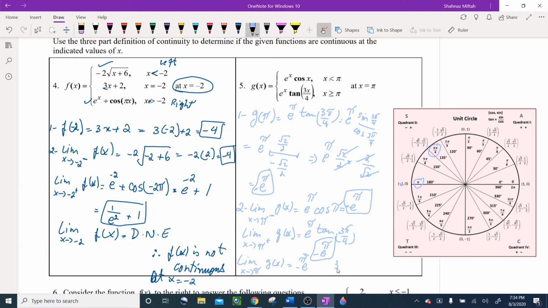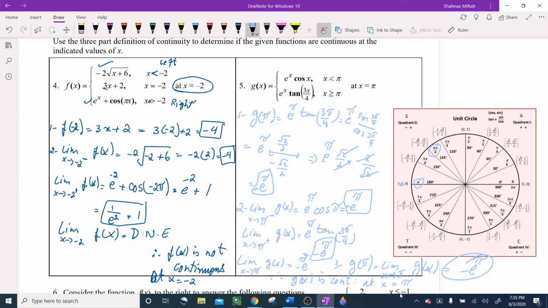Now the third condition, we said g of pi is supposed to be equal to the limit as x approaches pi of g of x, and both of them are equal to negative e pi. They have the same y value. It means therefore g of x is continuous at x equal pi. So that's how you answer that question.